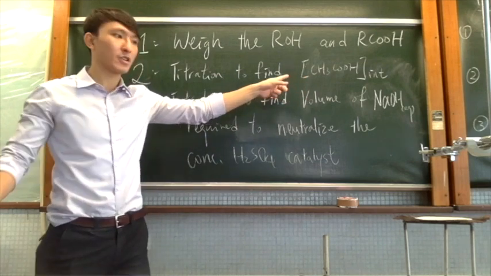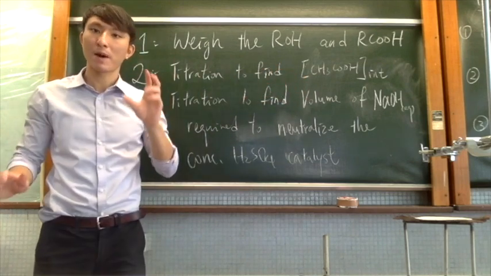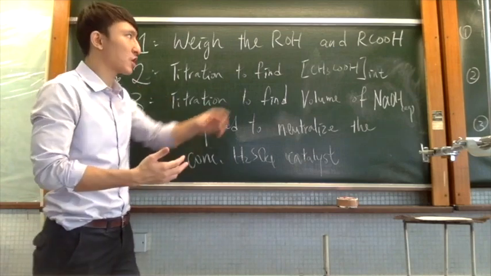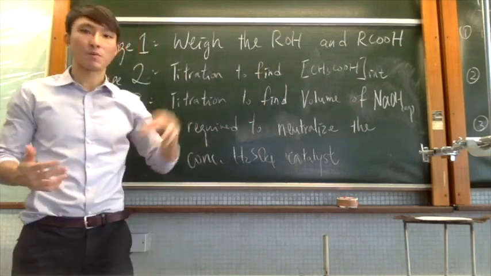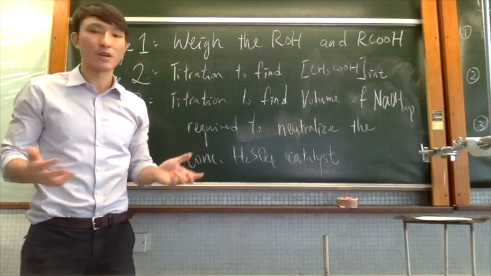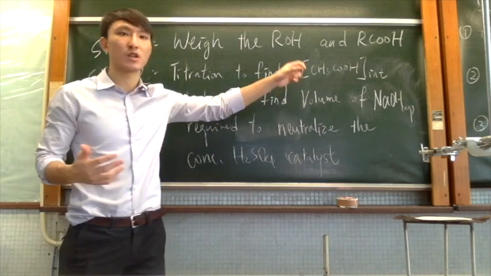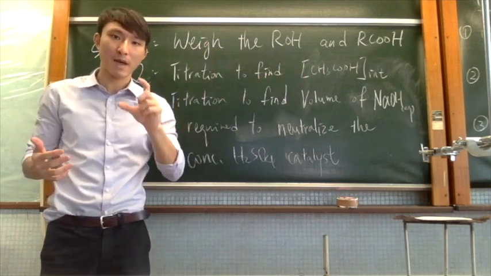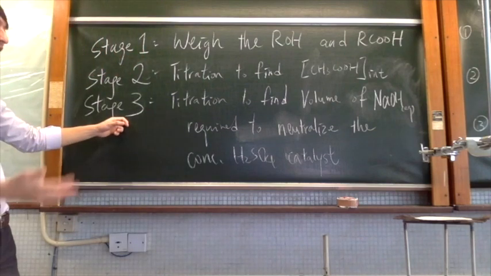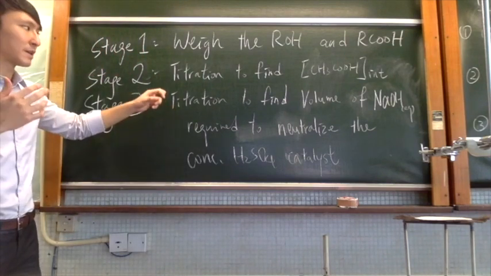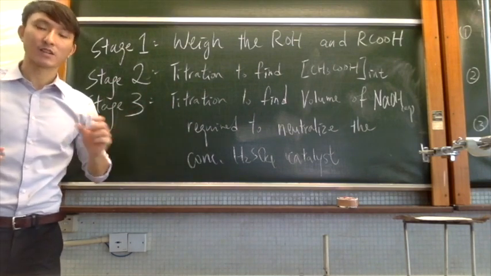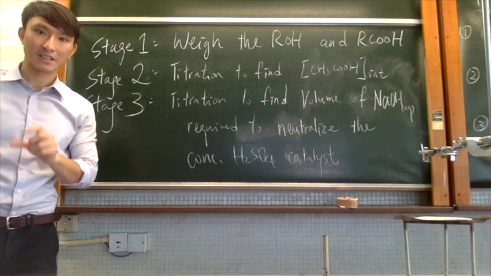Now in this stage, we are going to use a 1 ml pipette to get 1 cm cube of the mixture of alcohol and acid, and then we perform a titration with that 1 ml portion. So in other words, we are trying to find out the concentration of ethanoic acid in 1 ml of the mixture. Now, in the third stage, again, we will perform a titration. But this time, we will perform a titration after we add the concentrated sulfuric acid catalyst.